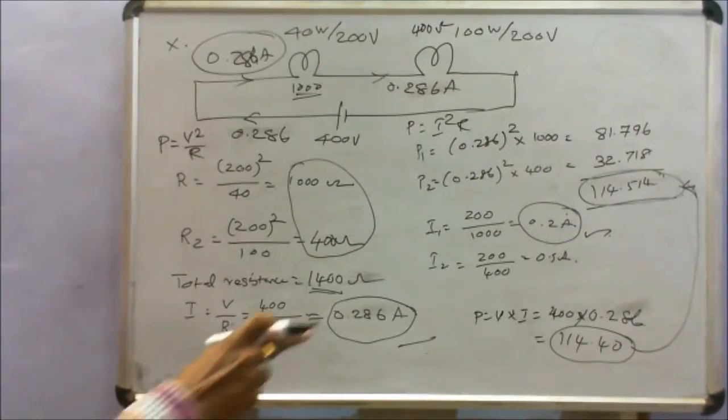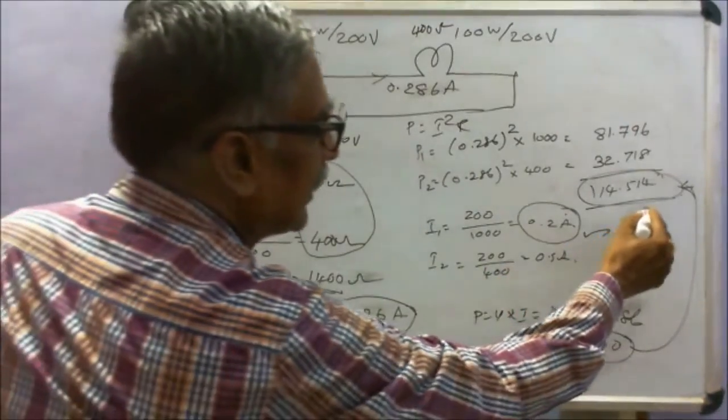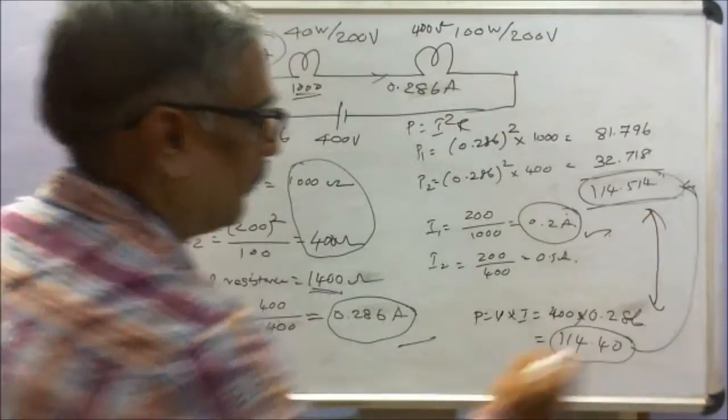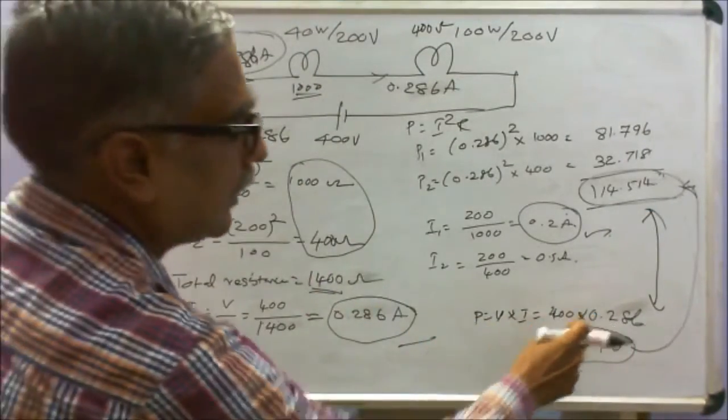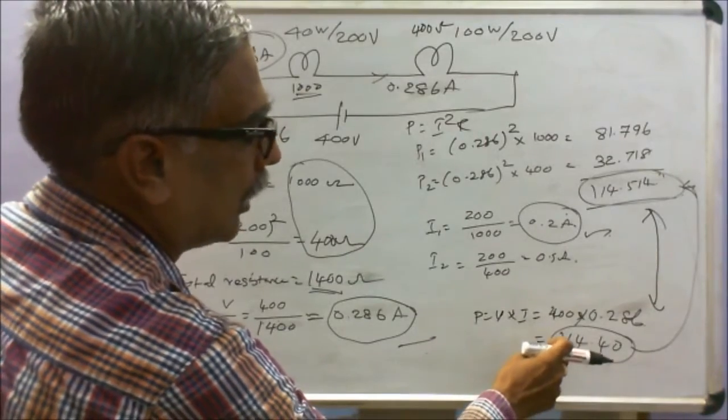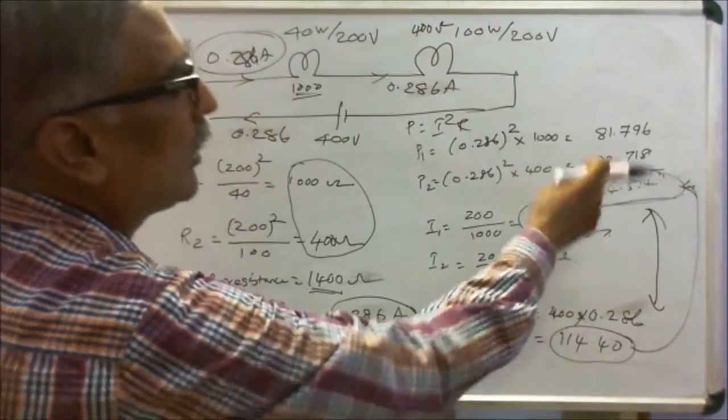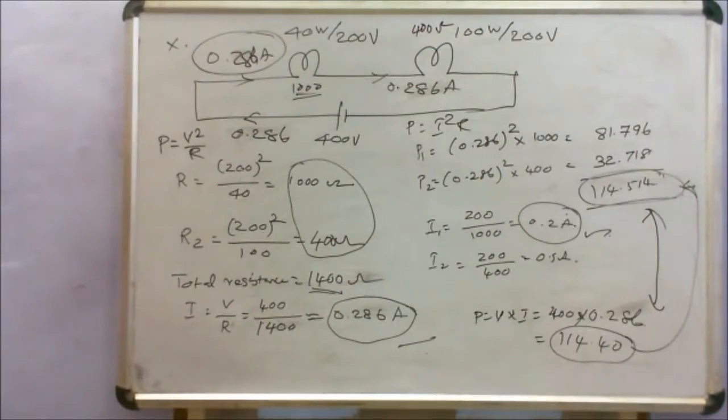Now we check whether the problem is correct. Power P is equal to V into I. This is 400, the current is 0.286. You can get 114.40, almost equal. I have taken a 3 decimal approximation, that's why it's not exactly coming. Anyhow, the voltage is constant. According to power, both are equal.